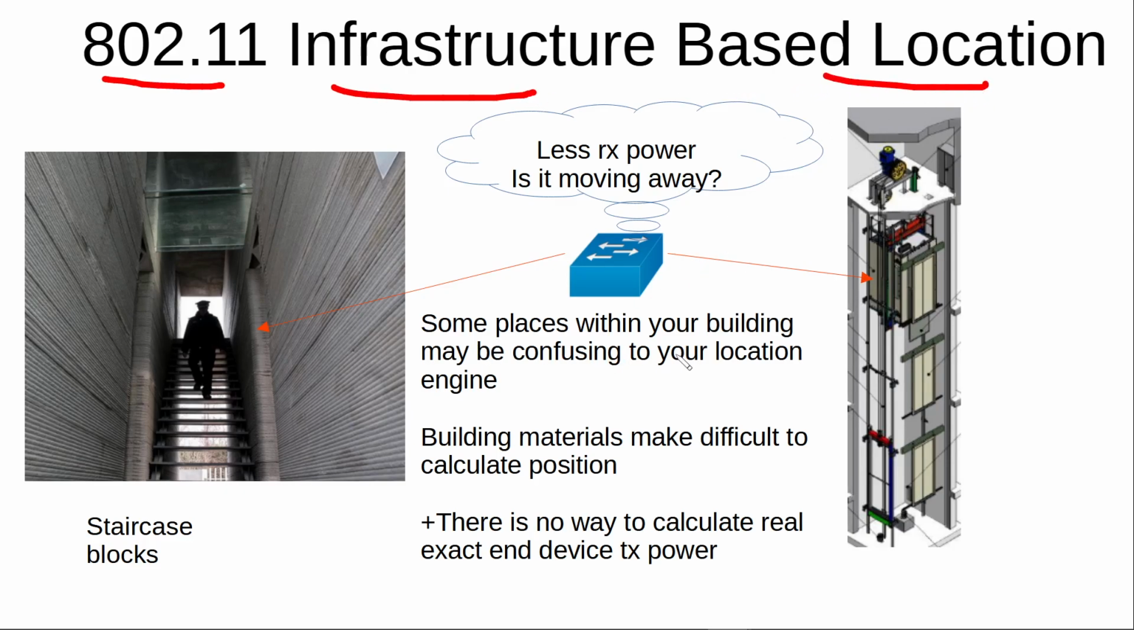Remember that some places within your building may be confusing to your location engine, for instance, staircase blocks and elevator shafts. In these cases, the receiving power can get lower, so your location engine can think that your user is moving away from your access point, whereas the user might actually be approaching it. So remember to map all these details on your mapping software.